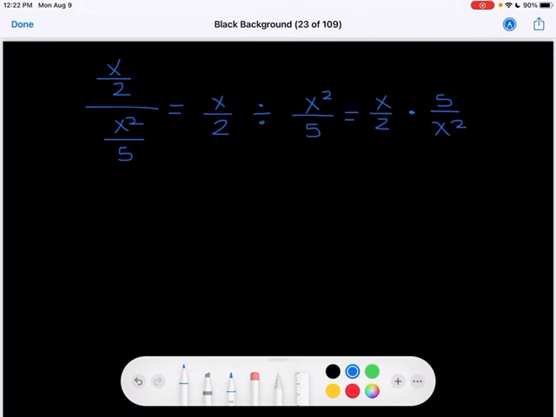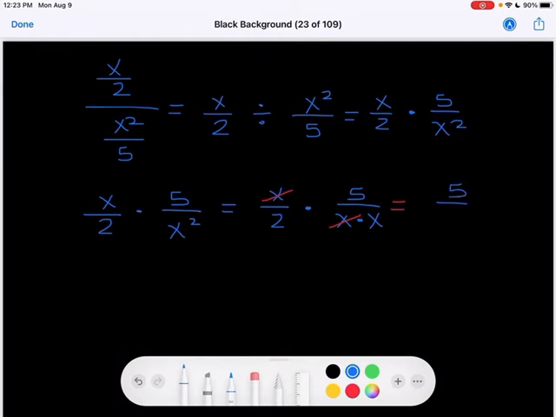So now I'm working with x over 2 times 5 over x squared. And again, these are just monomials, so I can cancel out common factors. If it makes it a little bit easier, you could write it as x over 2 times 5 over x times x. So I can cancel one of these x's here, common factor, and that's all I can cancel. So we're left with a 5 on top and then a 2 times x, or a 2x in the denominator. So our final answer would just be 5 over 2x.